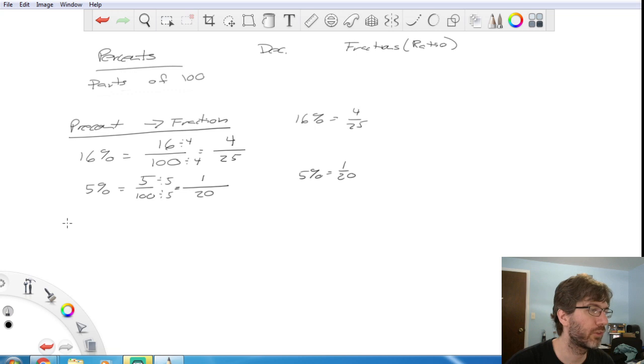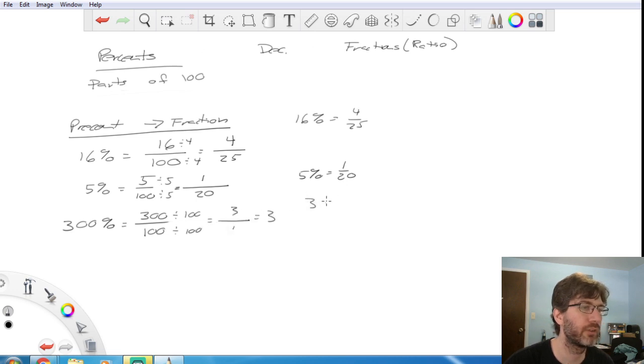Don't get confused with numbers that are greater than 100. So if we had 300%, it's still the same thing. It's still parts of 100. Your denominator is always going to be 100. That's a large fraction mark. Your denominator will always be 100 here, and your numerator is always going to be whatever the percent is. And then you reduce it. In this case, we can divide each by 100, which equals 3. So 300% is equal to 3.